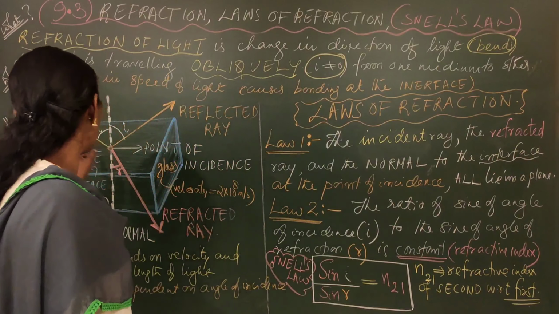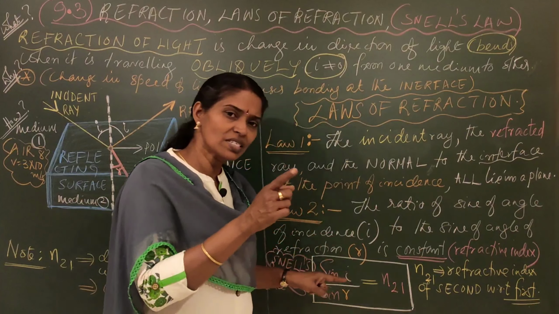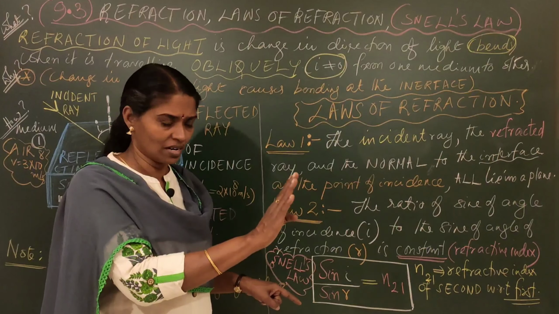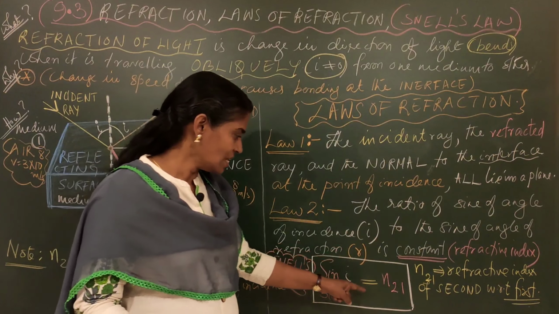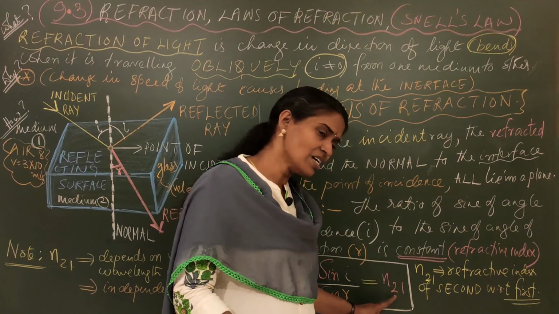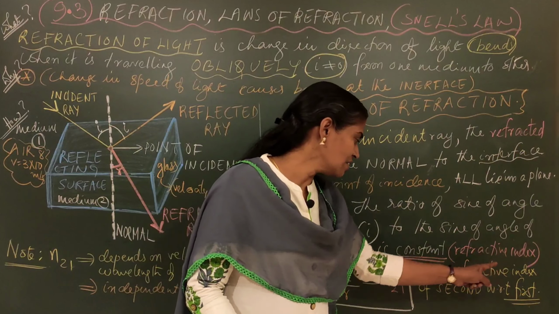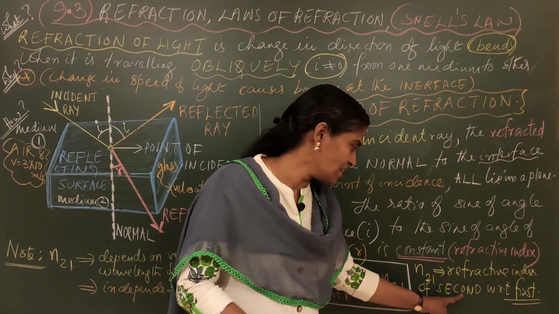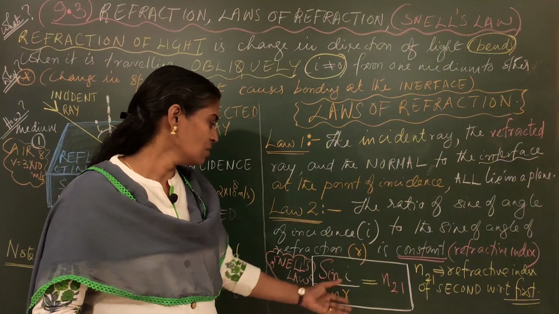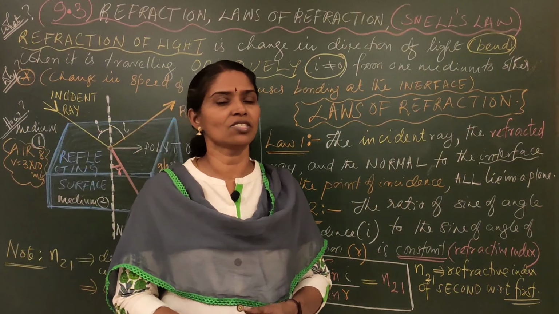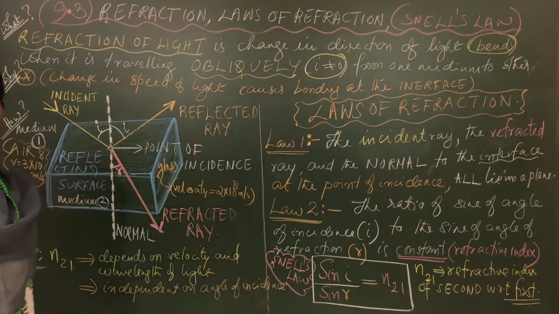So we will say first medium air, second medium glass. The sine of angle of incidence, which takes place in air, over the sine of angle of refraction, which takes place in glass, is equal to the refractive index of glass with respect to air. So n21 means the refractive index of the second medium, glass, with respect to the first medium, air. We will have another video to detail what refractive index is, so now we are not going to detail that.